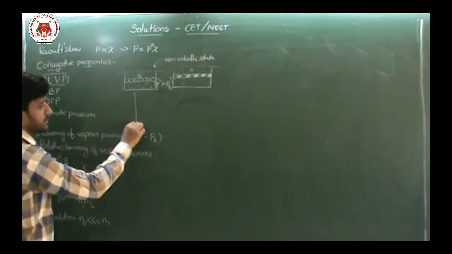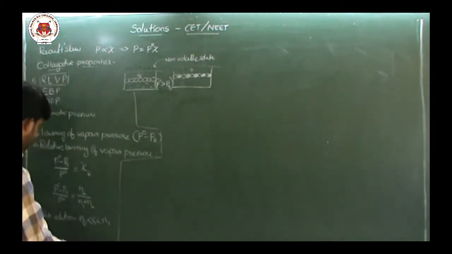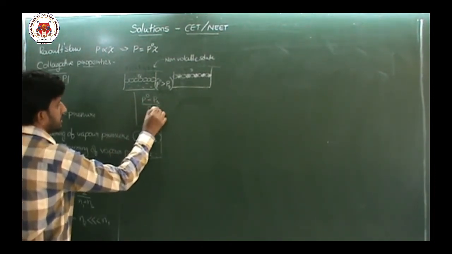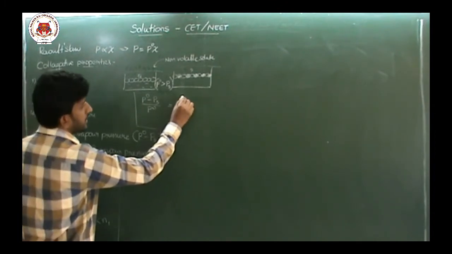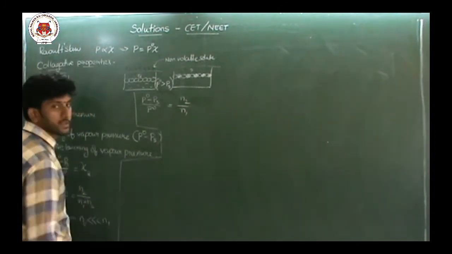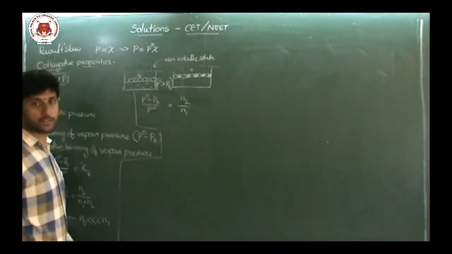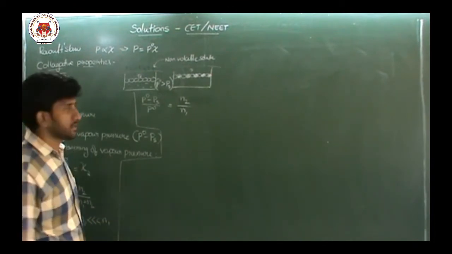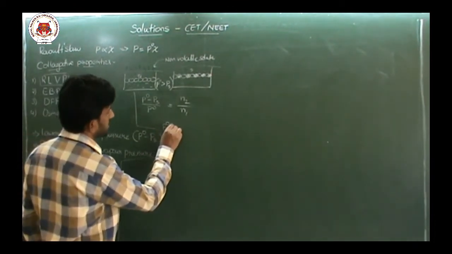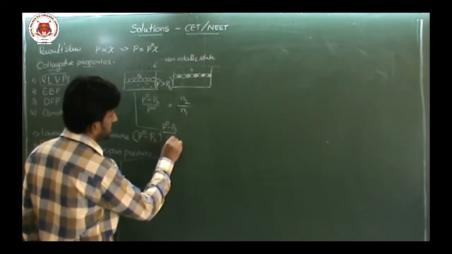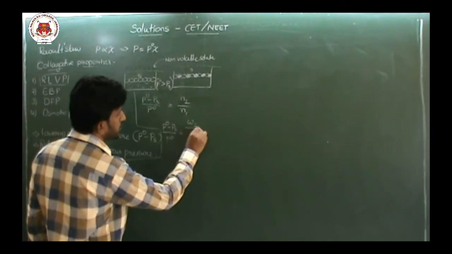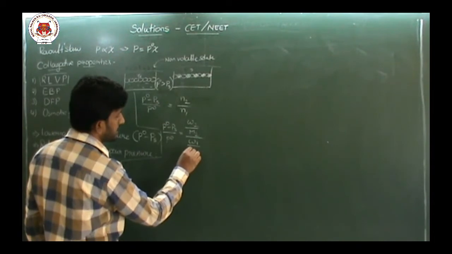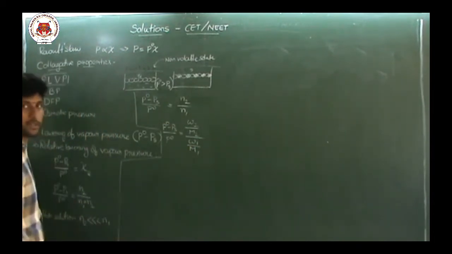That means here what I can write from this is P naught minus Ps by P naught is equal to N2 by N1. What is N2? Number of moles of solute. What is N1? Number of moles of solvent. Let me convert it to weight by molecular weight. So P naught minus Ps by P naught is equal to, N2 is weight of component 2 by molecular weight of component 2. N1 is weight of component 1, the solvent, by molecular weight of component 1, the solvent.